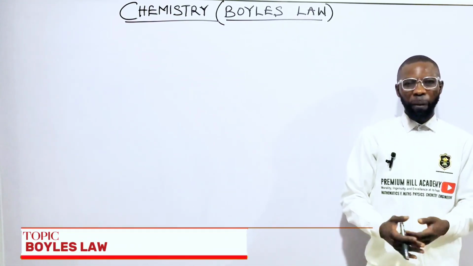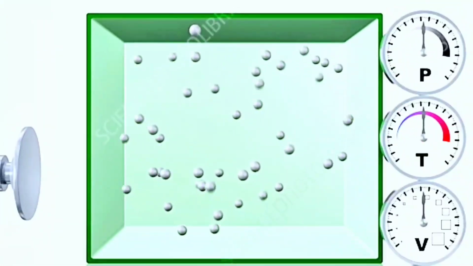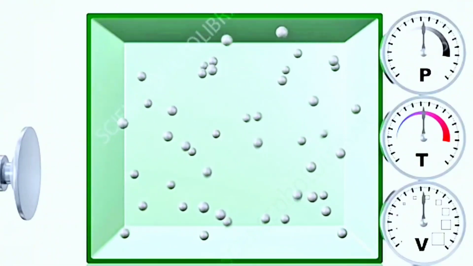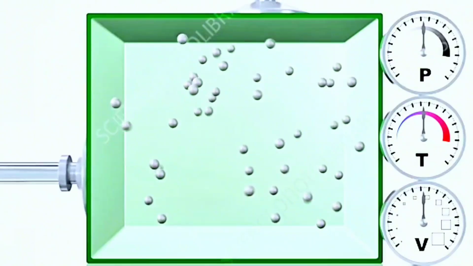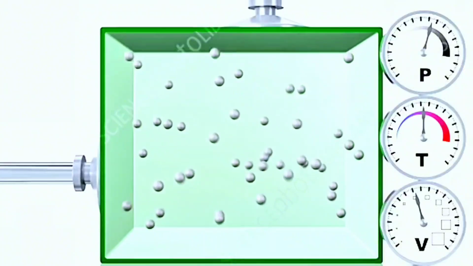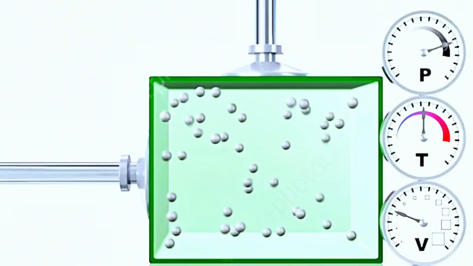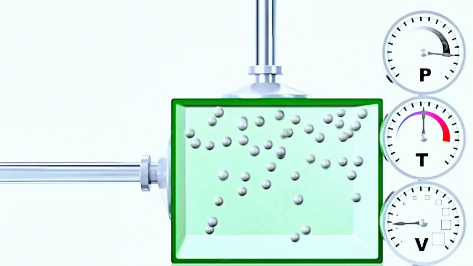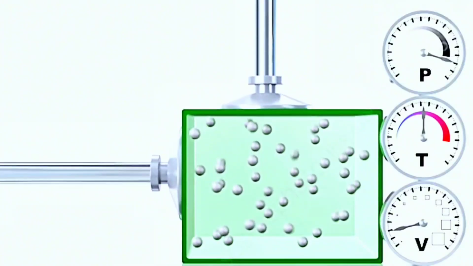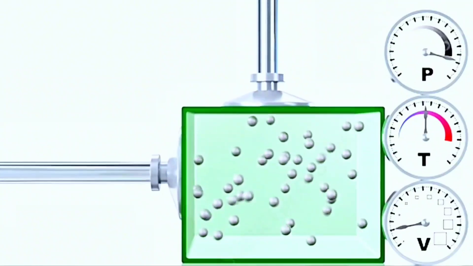Let's look at Boyle's law. What really is Boyle's law? Let's take a container, for instance, on your screen. Look at the container on your screen. You discover that as the pressure tends to increase, it's also showing on the pressure gauge there, the volume decreases. As the pressure is increasing, the volume of the container is decreasing, provided that the temperature remains constant.